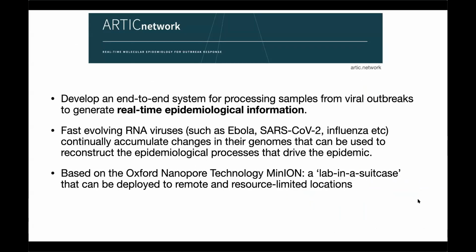Now, fortunately for us, prior to the emergence of SARS-CoV-2, there was a group set up. They had actually started work, I want to say in 2013, 2014, during the last outbreak of Ebola. They're called the Arctic Network. They're primarily based in the UK, but they have participants from a number of academic and government institutions worldwide, in the US as well. And their goal was to develop an end-to-end system for processing samples from viral outbreaks to generate real-time epidemiological information.